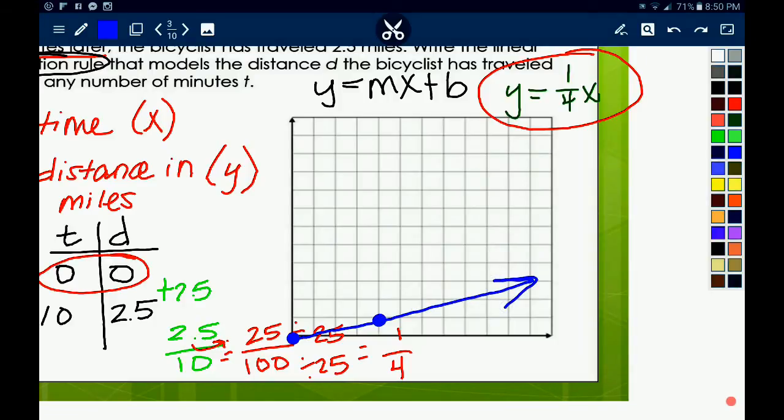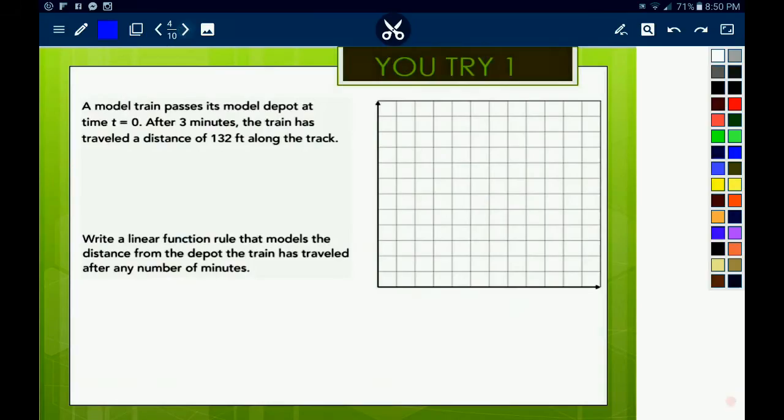If I want to put a couple labels on here, I have time down on the bottom. I have distance on my y-axis. All right, let's have you guys give this a try on your U-Try.